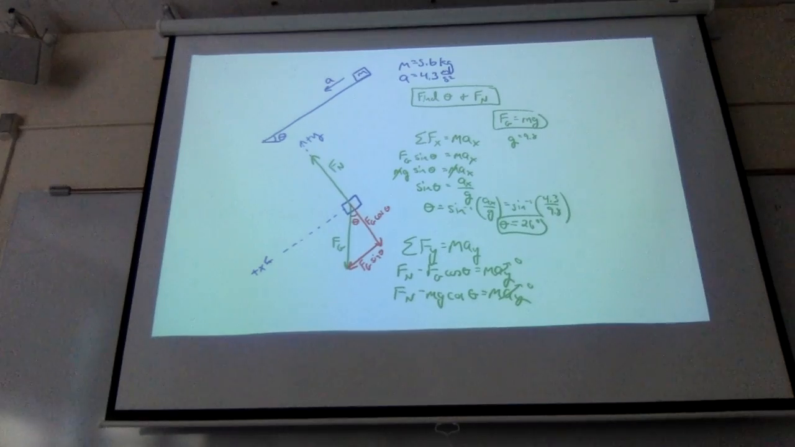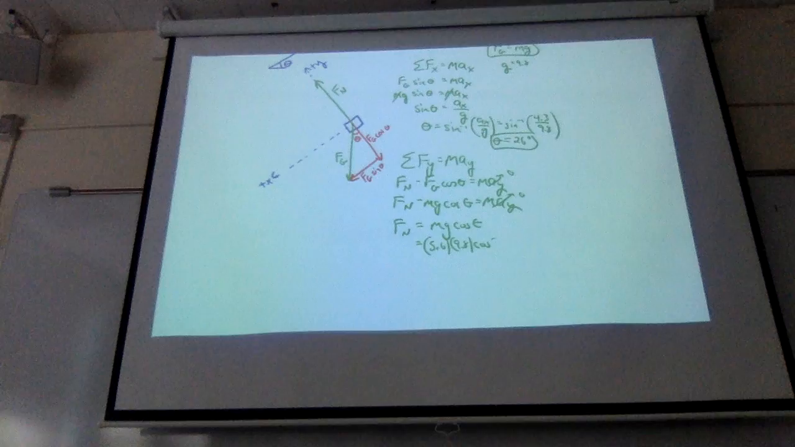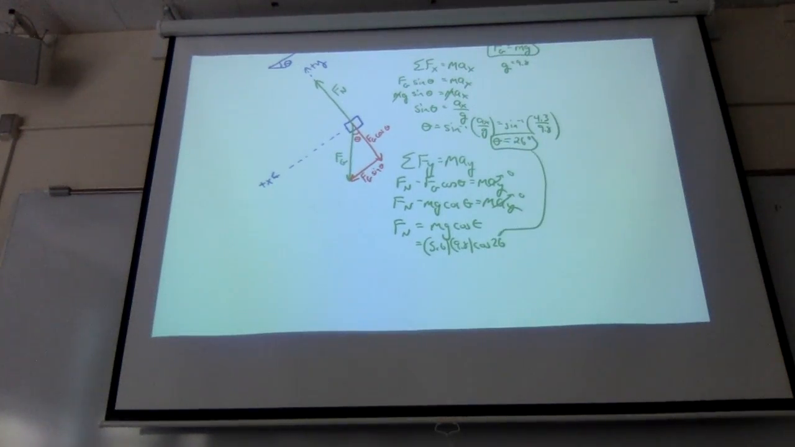Which means that we can solve this now for the normal force. Fn equals mg cosine theta. And we've got all of those numbers. 5.6, 9.8, cosine of 26, which we just found from above. Which gives me 49.3 newtons.